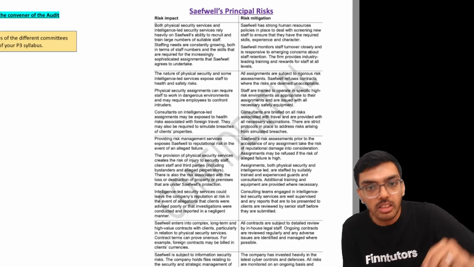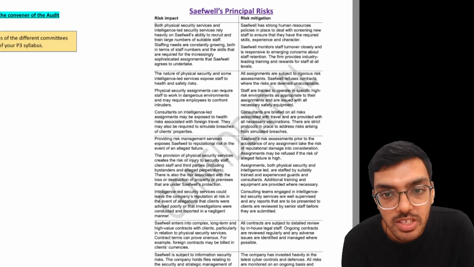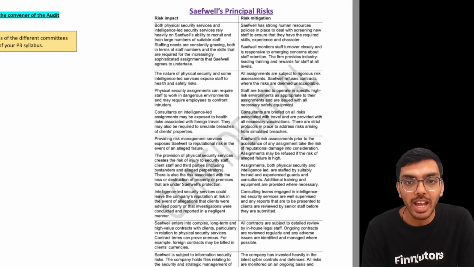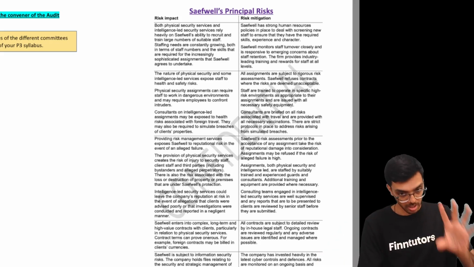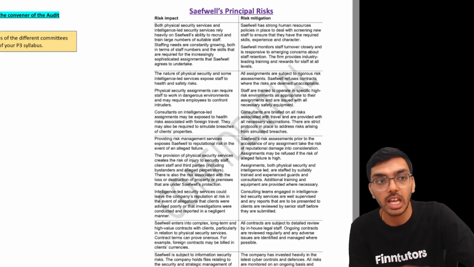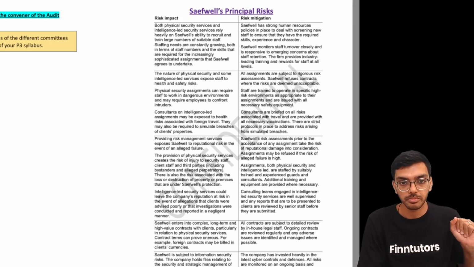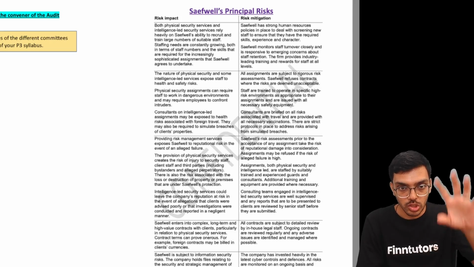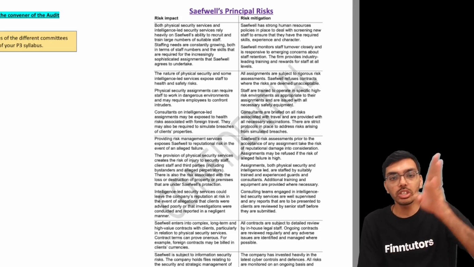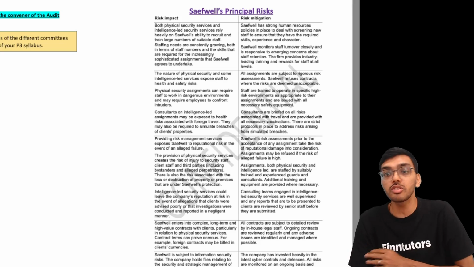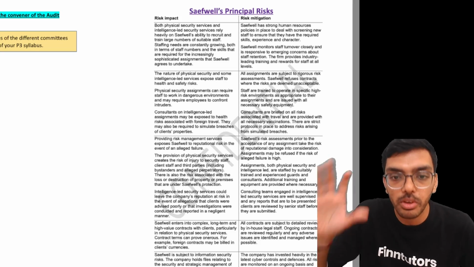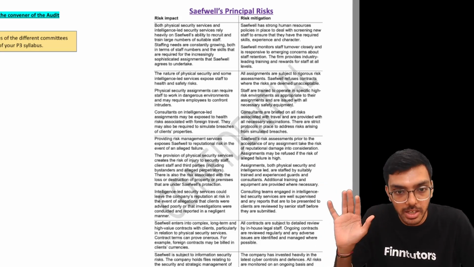How are we mitigating this? Saefwell's risk assessments prior to acceptance of any assignment take the risk of reputational damage into consideration. If we feel that by doing something wrong in this specific area it's going to hugely affect my reputation, you pull out. So the third risk was reputational risk, and how is it being managed? Before any assignment, keep reputation in your mind.